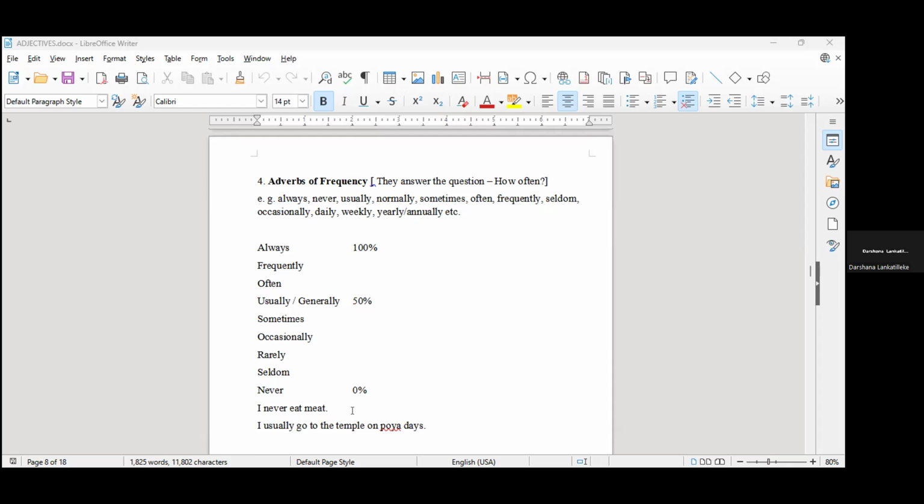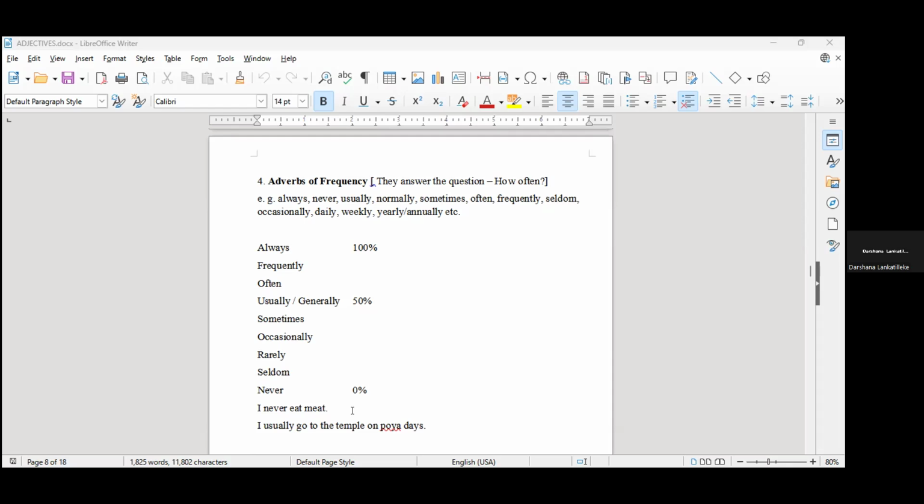Then you can use weekly there, every Saturday, right? Like that, monthly. Okay. Look, we have to put them in order, right? Now I have put always on top. Always means 100%. We always do something, right? Then frequently means just less than always. Often means just less than that also. That means boho vita, we say in Sinhala. Always, frequently, often, right?